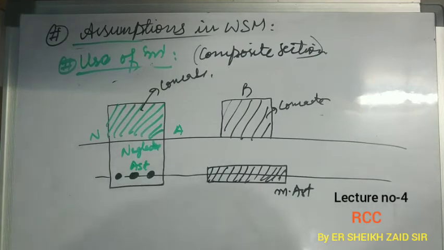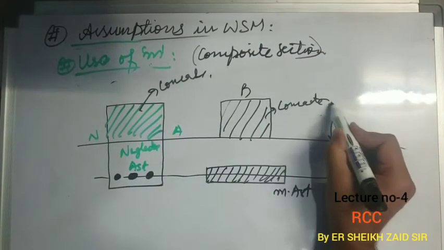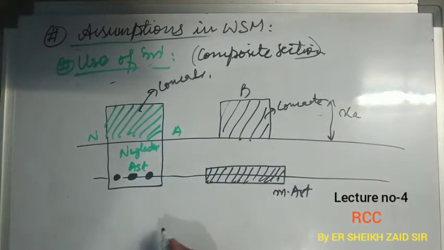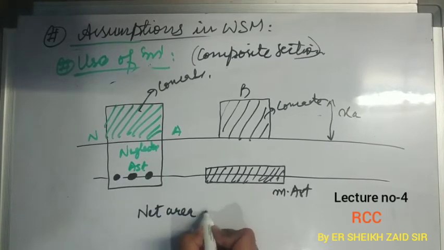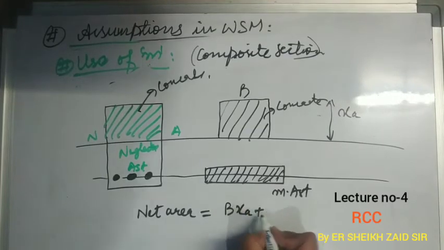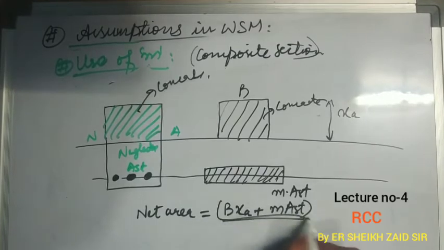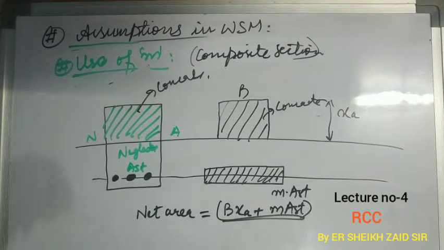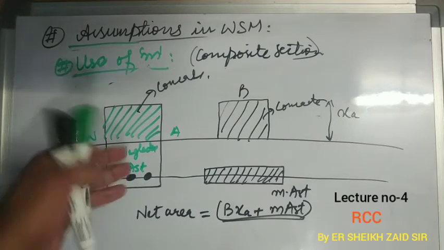Now if this depth is XA, so say here, in this case net area will be equal to B into XA plus M into AST. So this will be the net area in this case. Now this was basically a cracked section because we have neglected the concrete on the tension side.